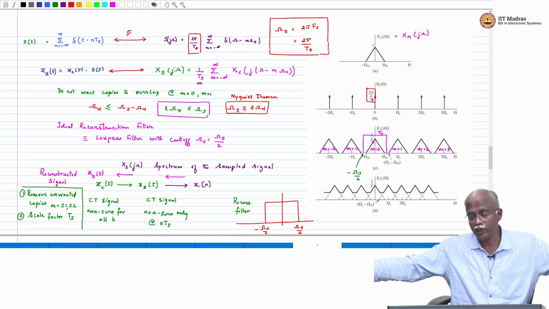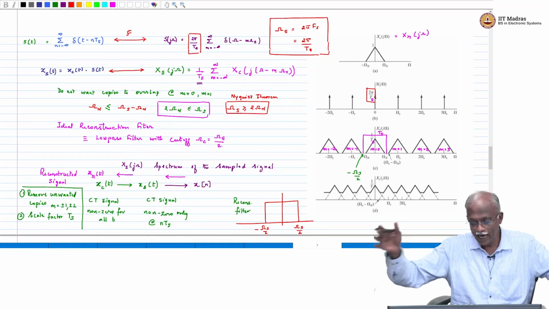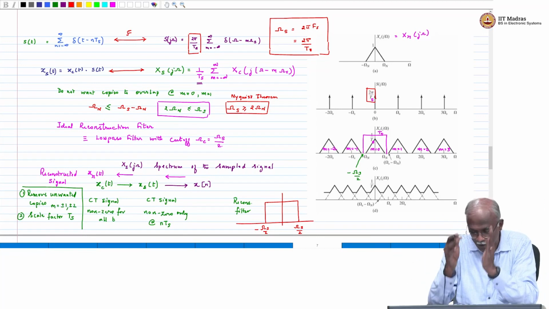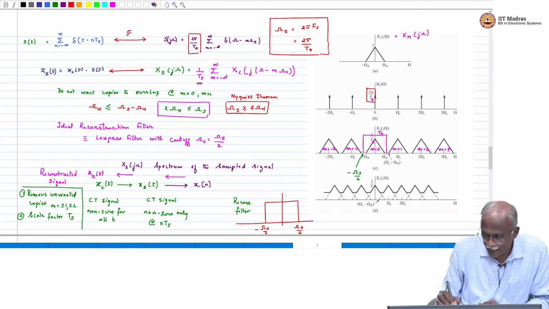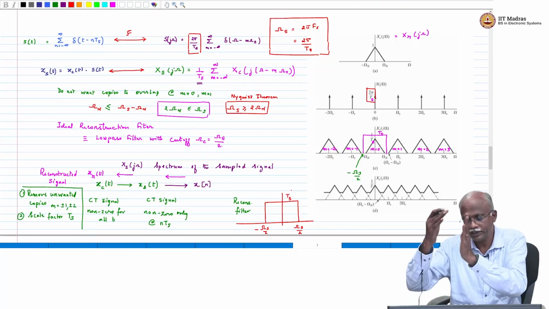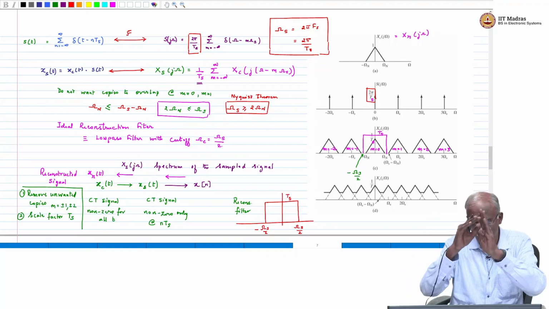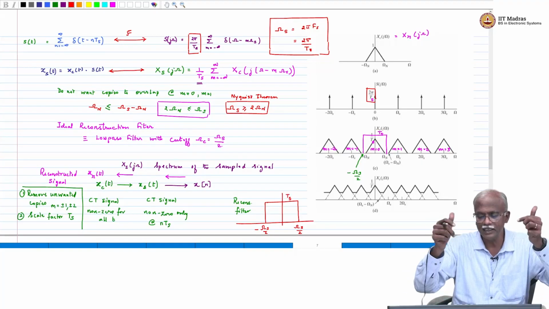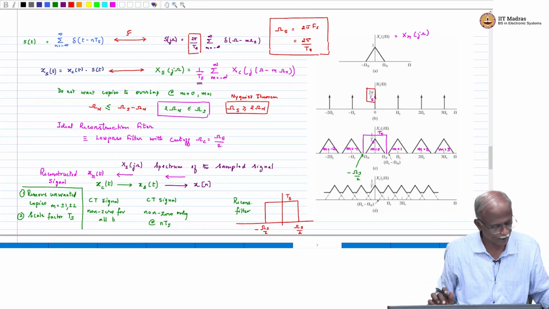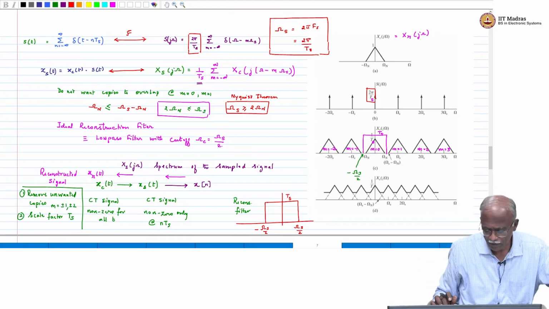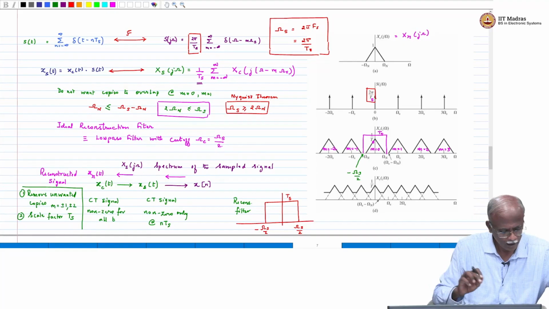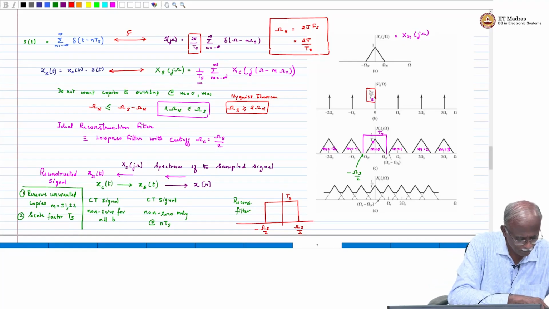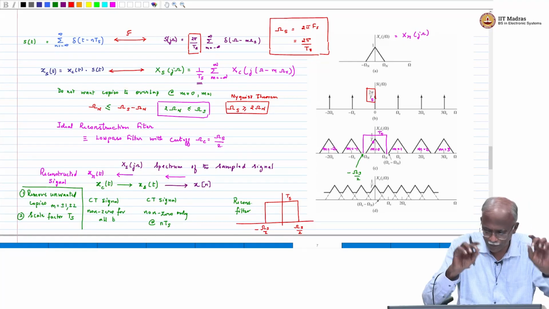And that means it will get rid of all the unwanted images, and it will leave only the m equal to 0 image, and it will apply a scale factor of Ts, so that it will cancel this 1 over Ts scale factor, and what you will get is exactly a replica of the input spectrum. Okay, I hope you are comfortable with the process of sampling.